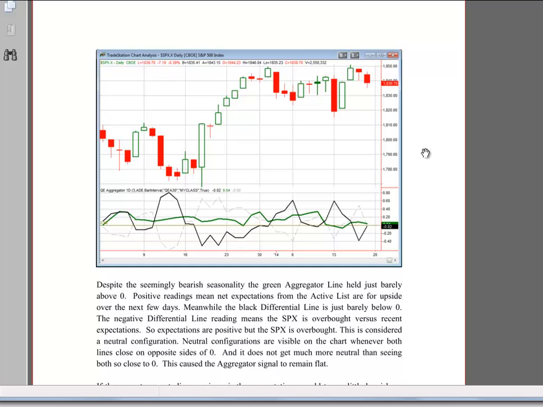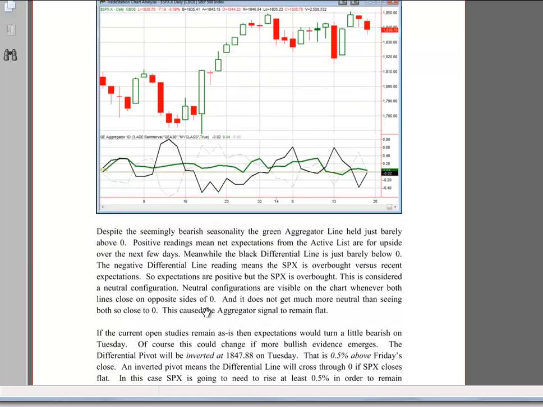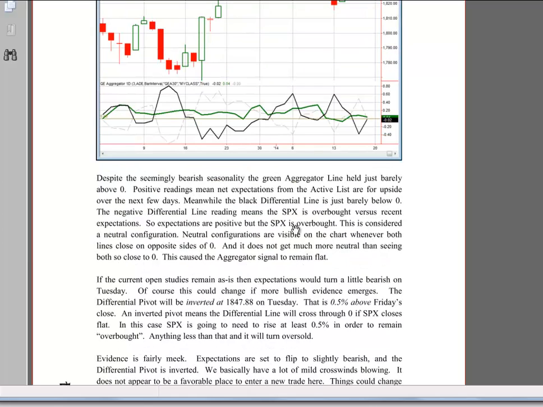And based on those expectations and based on the performance over the last few days, the aggregator chart will give a long, short, or flat signal. I always discuss what the current configuration is and what that means in the paragraph below the chart, and then I talk about what's setting up for the next day.